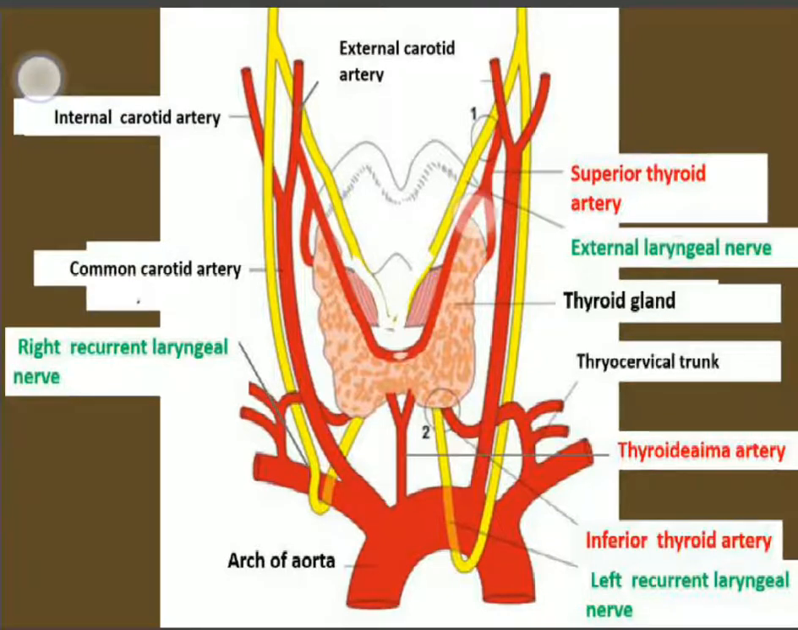And very close to this you have the external laryngeal nerve, which is also related with the apex. Below here you have the thyrocervical trunk, which is coming from the subclavian artery, and it gives the branch which is the inferior thyroid artery, which is related with the base of the gland, and you also have the recurrent laryngeal nerve. So these are important relations of the apex and the base of the thyroid gland.